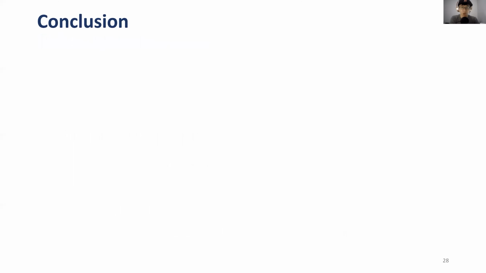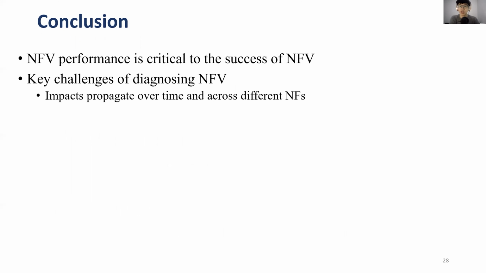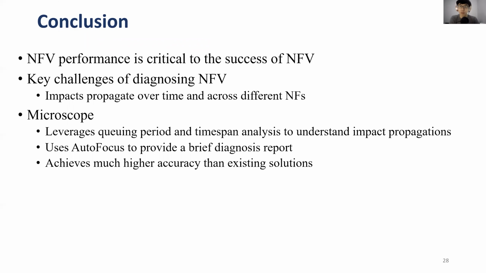Here is the conclusion. We observed that NF performance is critical to the success of NFV, which means NF diagnosis is very important. However, we found that there are key challenges in diagnosing NFs, which is that the impact of problems could propagate over time and across different network functions. We propose Microscope, which leverages queuing period and time span analysis to understand such impact propagation. It also uses autofocus to provide a brief diagnosis report. Our evaluation results show that Microscope achieves much higher accuracy than existing solutions.